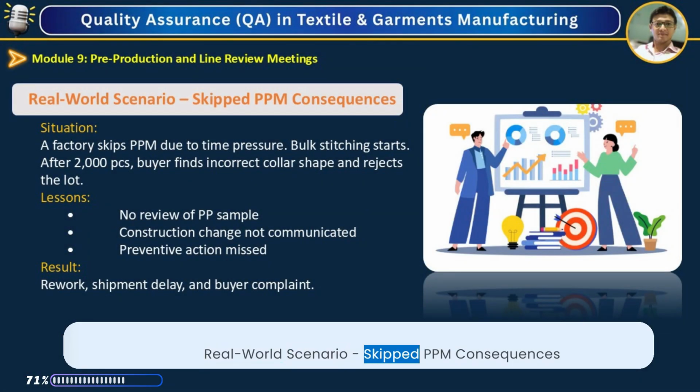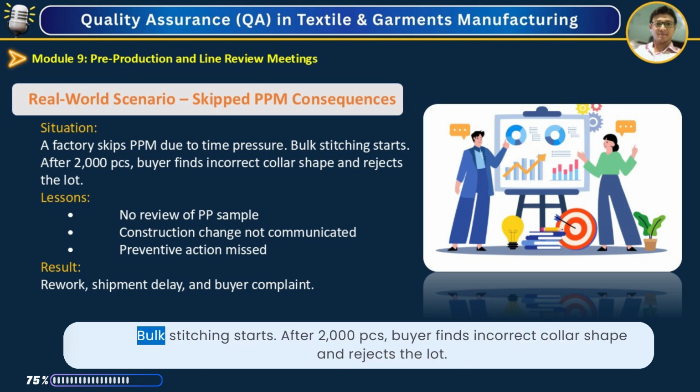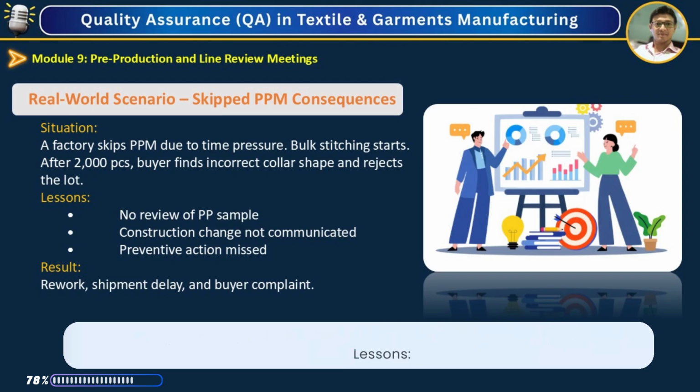Real-world scenario, skipped PPM consequences. Situation: a factory skips PPM due to time pressure. Bulk stitching starts. After 2000 pcs, buyer finds incorrect collar shape and rejects the lot. Lessons: no review of PP sample. Construction change not communicated. Preventive action missed. Result: rework, shipment delay, and buyer complaint.